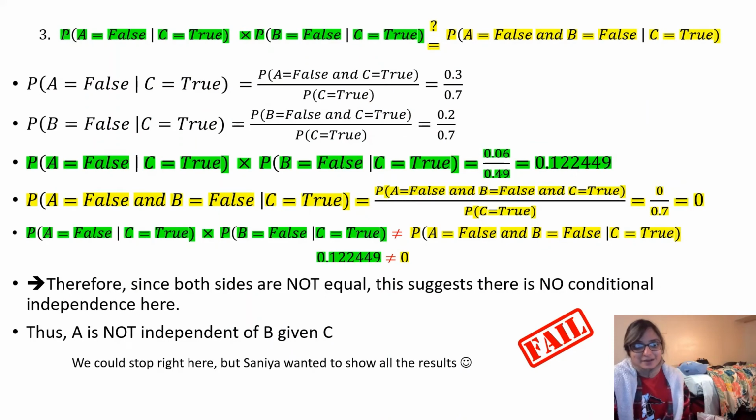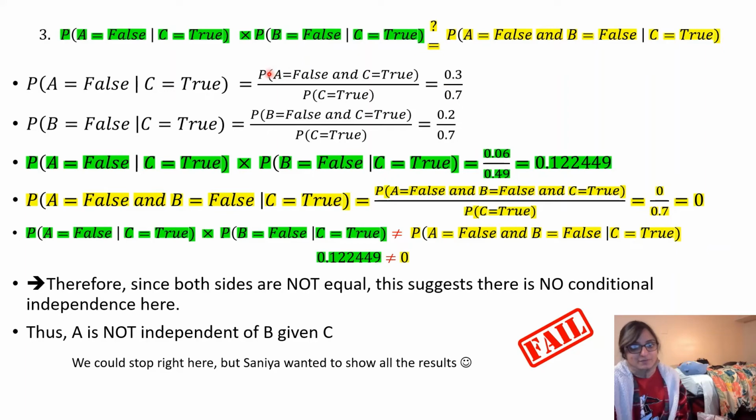Again, just powering through the third example, we're going to see if probability A is false given C is true times probability B is false given C is true is equal to the probability A is false and B is false given that C is true. So again, I'm just using different color coding schemes in case any of them happens to make more sense for you for these problems as I'm showing them to you. But basically, we're going to look at the left-hand side here, and we're going to evaluate it. So probability A is false given C is true. That was 0.3 over 0.7.